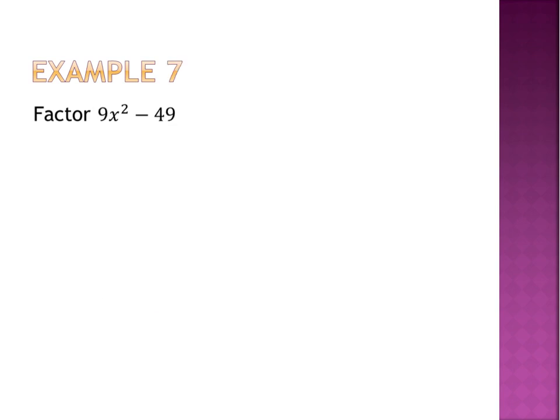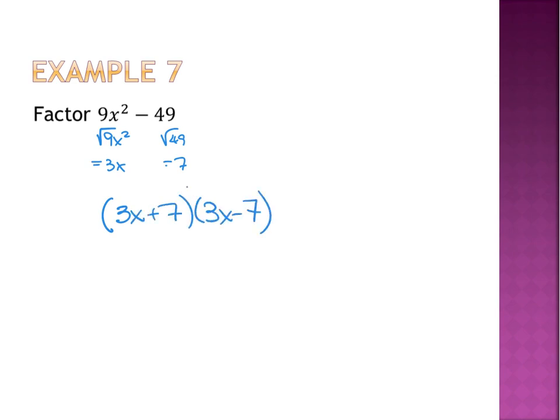In example 7, again, I have 2 squares, or 2 terms that are being subtracted. There's not a common factor between 9 and 49, so I'm just going to look and see if I can square root 9x squared, and I can. I can take the square root of 49, that gives me 7. So right away, I'm going to say, well, this is 3x plus 7 and 3x minus 7, and now I'm done.